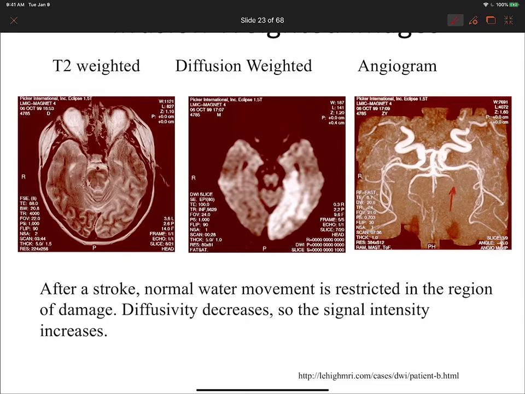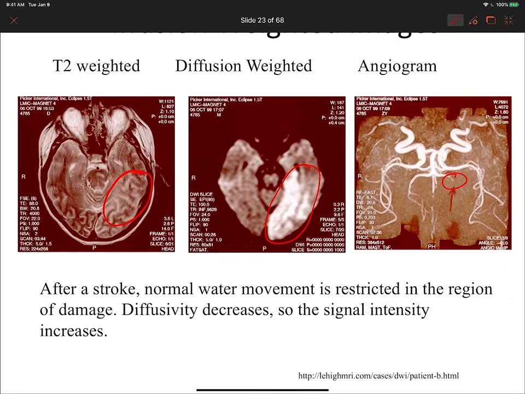So this is another set of images. You can see here in the T2 weighted images, there is something going on if you compare the left versus right. There's obviously something going on with this person's brain. If you look at the diffusion weighted image, you clearly see that it's much brighter. So diffusion has gone down in this person's left hemisphere. And if you look at the angio, clearly their blood supply is affected, so this person had a stroke.